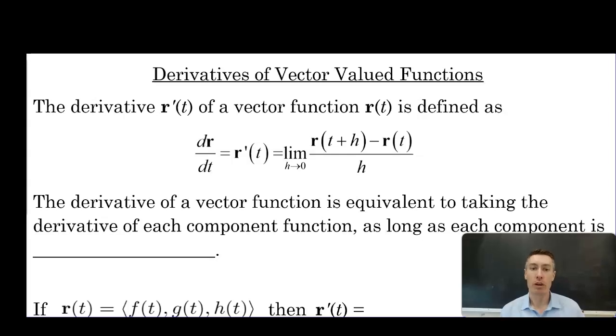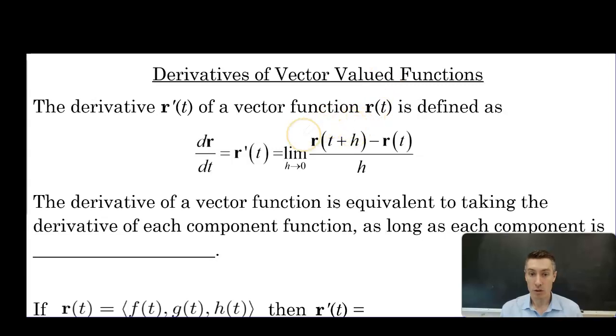In this video, we will learn about the derivatives of vector-valued functions. So all our single variable differentiation techniques are going to come back now in the form of a vector function. To start, the derivative r prime of t of a vector function r of t is defined as dr/dt, or r prime of t as far as our notation goes, and it's equal to the limit as h approaches 0 of r of t plus h minus r of t over h.